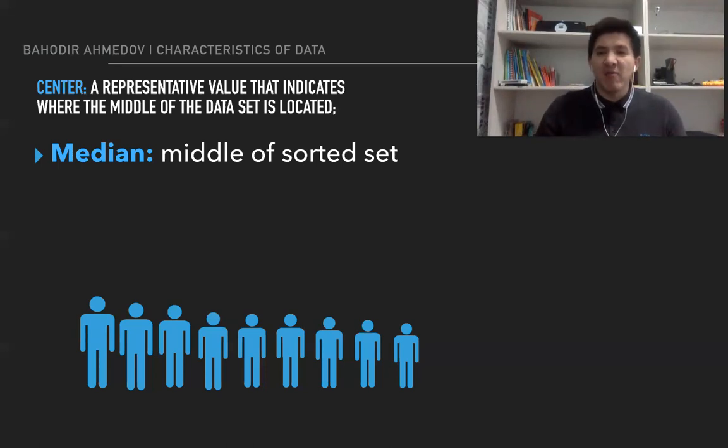Then person number 5, who is in the middle, has a height that is going to be the median. So if his height is equal to, for example, 170, then his height is the median. In order to calculate the median, we need to sort the data set and choose the value which is in the middle.